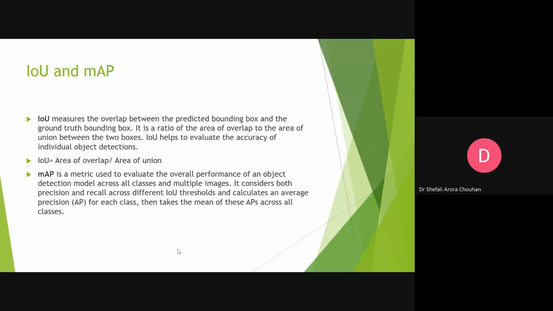Right, so the overlapping between the ground truth and the predicted box divided by the union of both the boxes. So that is what is known as the intersection over union. Now, based on this, you get a mean average precision value.